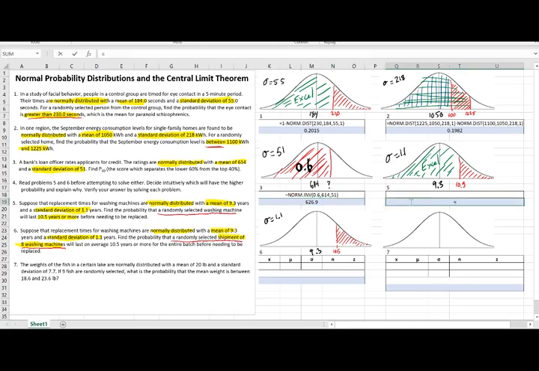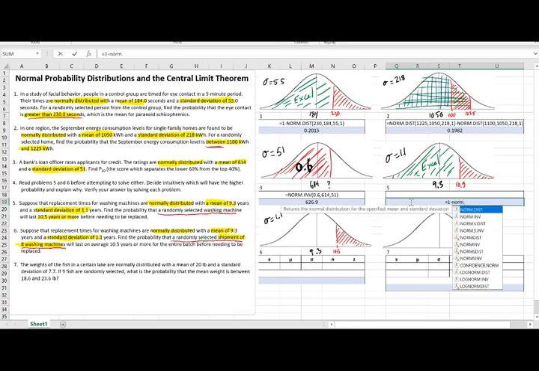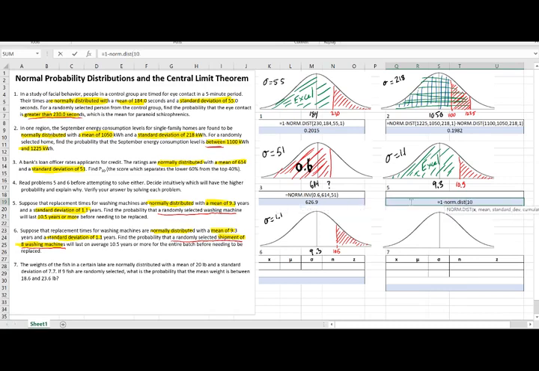So we could say equal 1 minus the normal distribution function, norm.dist. And our x value is 10.5. The population has a mean of 9.3 with a standard deviation of 1.1. And yes to the cumulative function. Okay.